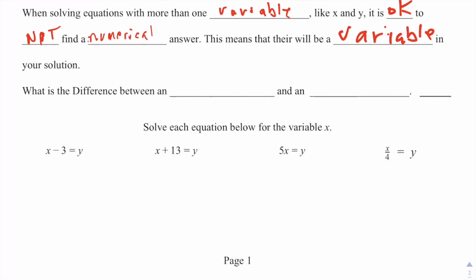There's a difference between when you guys are asked to look at an expression and an equation. And simply that difference is equations have an equal sign and expressions don't. Let's come down here and take a look at these two variable equations here.